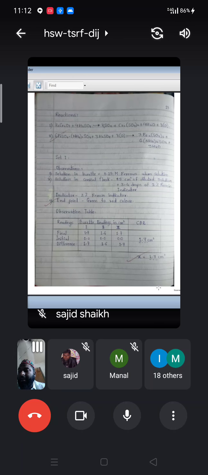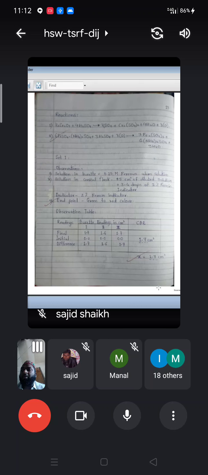Observation table, readings, final, initial, difference, burette readings in cm cube, first, second and the third. Then the CBR or say MBR, or say ABR, accurate burette reading, sometimes that word can be used. 3 readings you will get, and you have to take the constant burette reading, that is 1.7 cm cube. Write the readings with the help of the pencil.